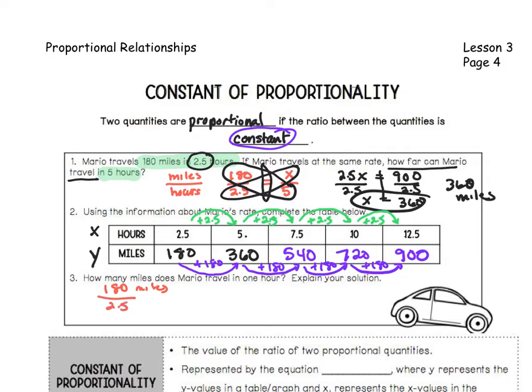in 2.5 hours. And what we've learned in the past, if I want to find a unit rate, I'm going to take the top value divided by the bottom value. In this case, it's 180 divided by 2.5. And when we do that, we get 72. So 72, we want to go back and write meaning to this. We go back and look at the top label is referring to miles. And then we look at the bottom label, per hour. So Mario can travel 72 miles per hour.